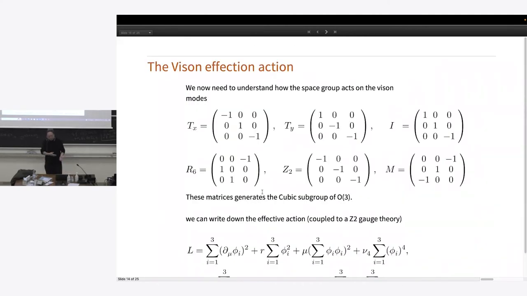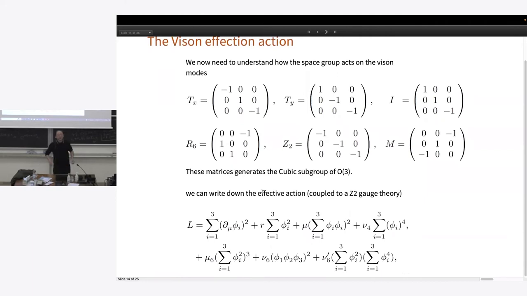So as I said, we can understand how space groups act on these critical modes. So it turns out again, it's an unfaithful representation of the space group. So it acts like this. The translation acts as this element, the rotation acts as this element, and so on. Okay, these are Z2, which is flipping all the signs of phi's, and M is some reflection. So in the end, if you look at the group and the allowed perturbations in your effective action, it looks like this. So the main difference from before is that there is a V4 term, which is a cubic anisotropic term that breaks the O(3) symmetry to the cubic symmetry.